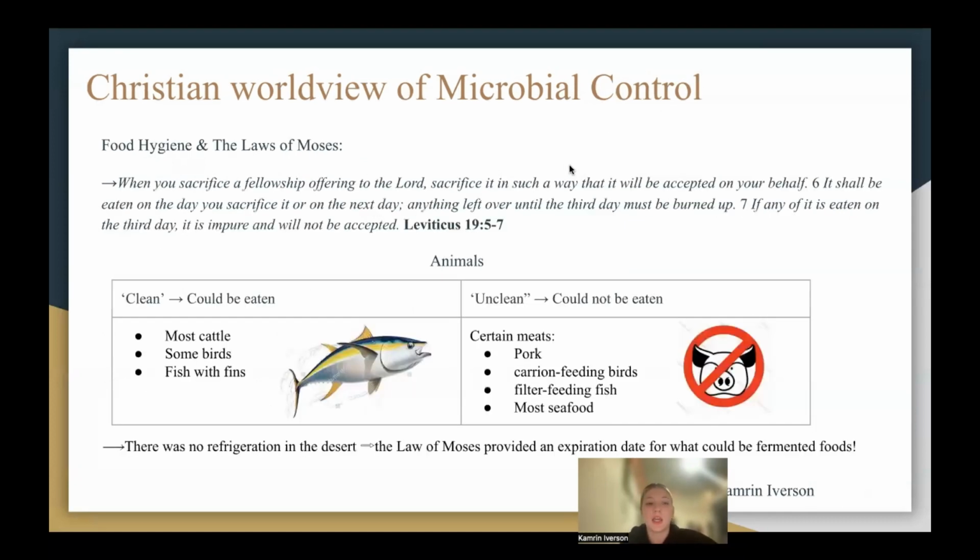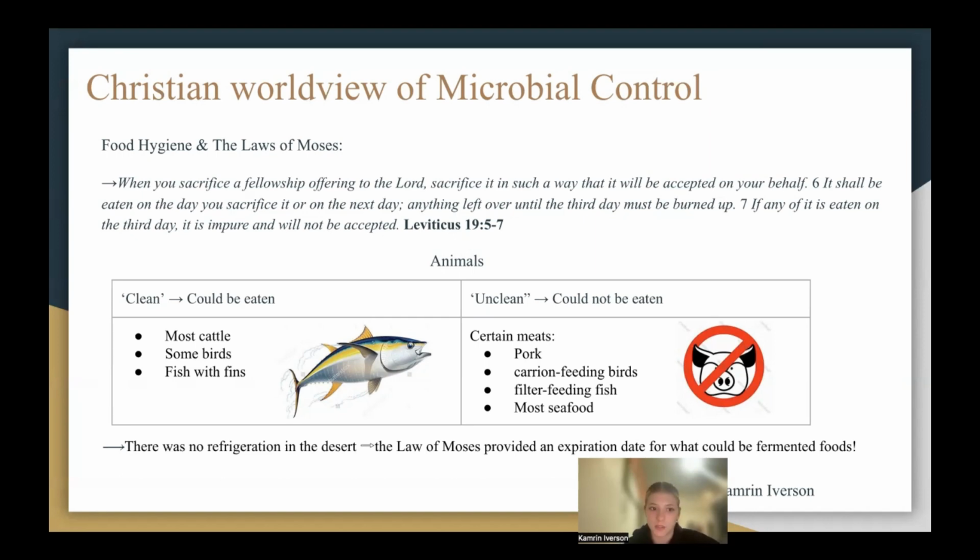My third and final example of the Christian worldview of microbial control is food hygiene through the laws of Moses. I found this verse in Leviticus 19:5-7. When you sacrifice a fellowship offering to the Lord, sacrifice it in such a way that it will be accepted on your behalf. 6, it shall be eaten on the day you sacrifice it or on the next day. Anything left over until the third day must be burned up. 7, if any of it is eaten on the third day, it is impure and it will not be accepted.